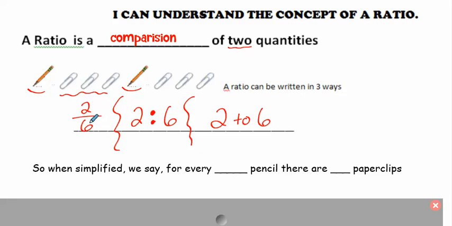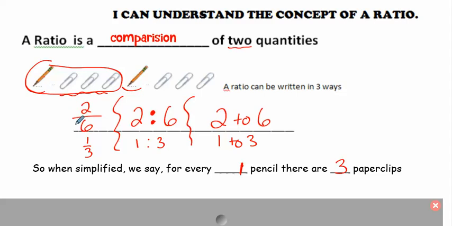So if we wanted to simplify it, we could simplify a ratio. Both of these could be divided by 2, and I could simplify it to 1/3, 1 to 3. All right, so when we simplify it, we would say for every one pencil, there would be 3 paper clips. Okay? All right, so that's a ratio. It's kind of like fractions, guys. You're just sitting there and counting it up and figuring out what you are looking at.